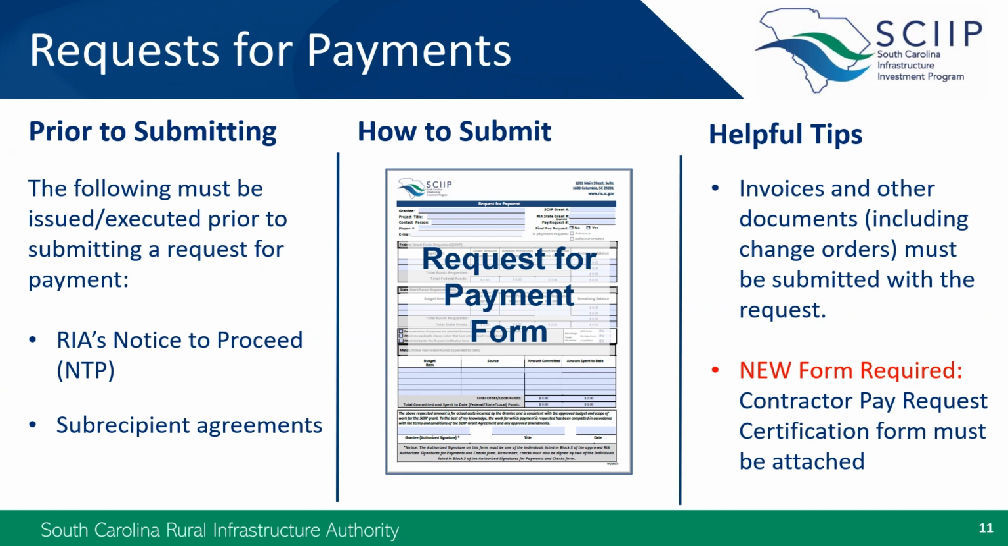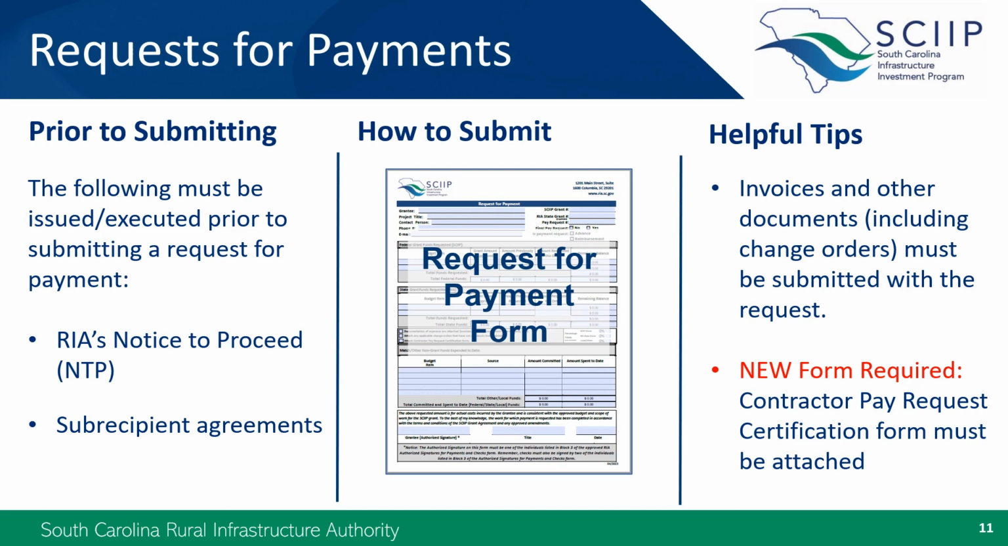Prior to the first request for payment, the grantee must ensure that all relevant subrecipient and third-party contracts have been authorized by RIA and that an RIA notice to proceed has been issued. When the grantee is ready to request grant funds for eligible expenses, an RIA request for payment or RFP form must be submitted. Invoices and other relevant documentation, including contract change orders, must be submitted with RFPs. Also, a reminder that the grantee should carefully review all invoices and compare them to the budget. And the engineer should approve contractor payments before completing an RFP.